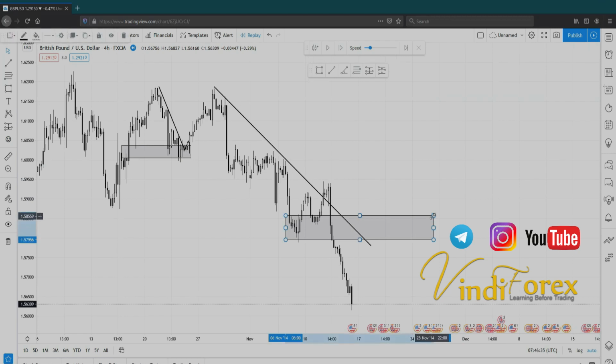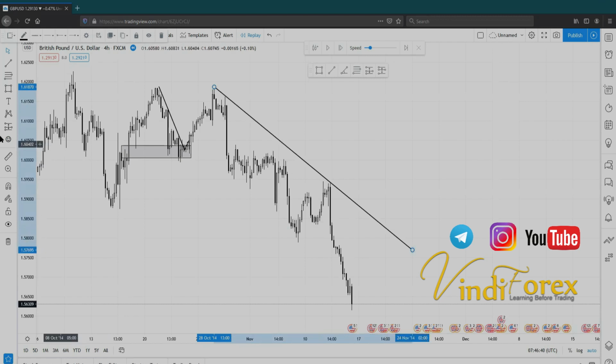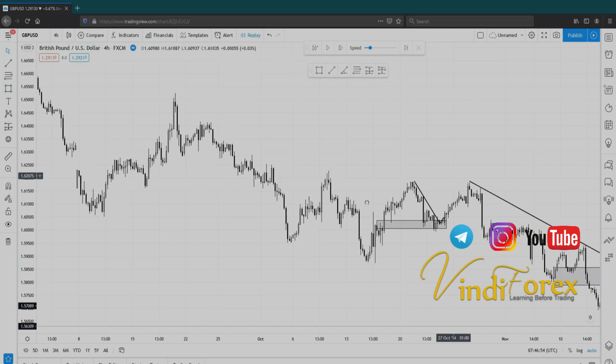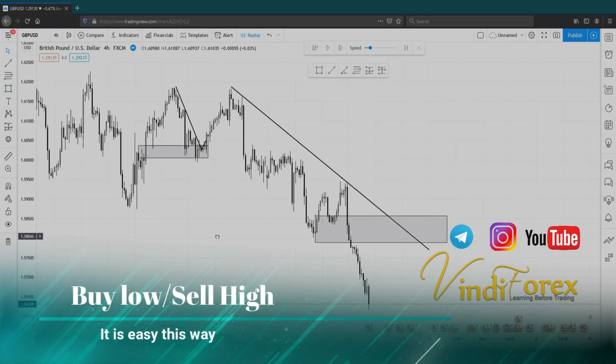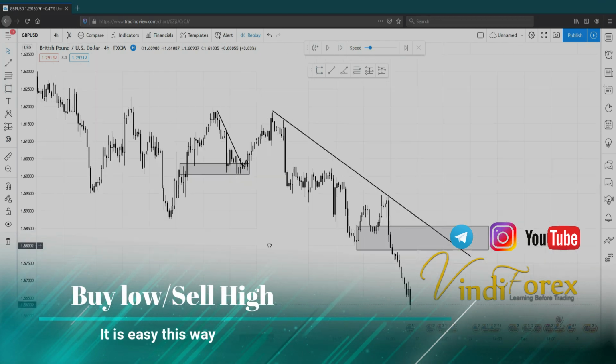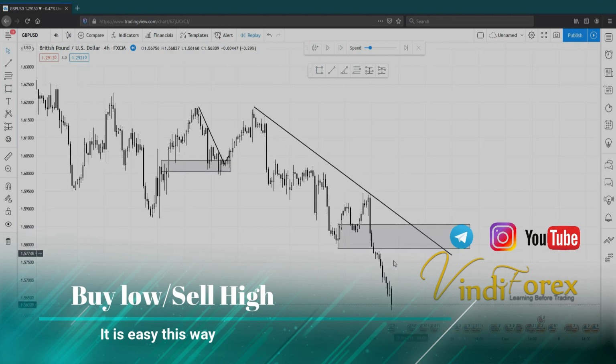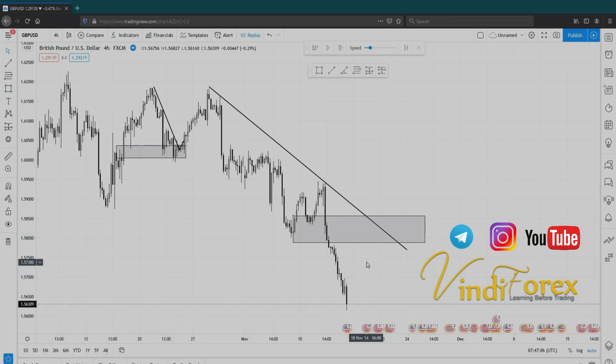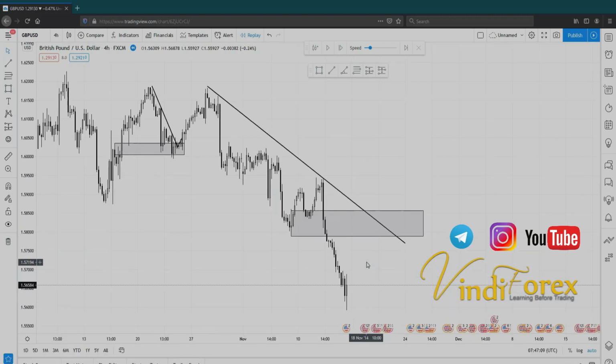Price broke out. So one might say, but Vindi, why don't we now actually sell this structure from the other side? Now, my thing is, if you want to sell this structure from the other side, then look at how low price will be. You'll actually be selling low. That's what I hate. You could do that, but that could be a very short term sort of trade.